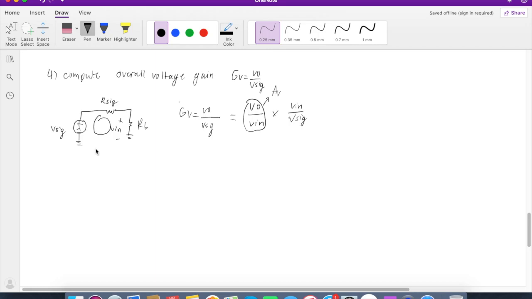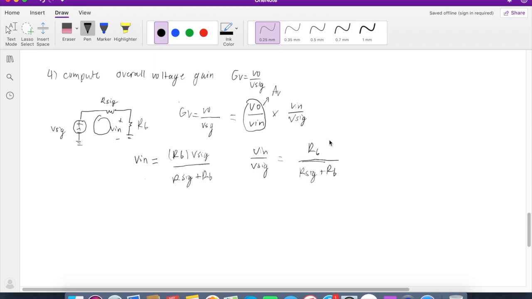Whenever we see that and they're in series, we instantly know that we can just do a voltage divider. So what do we have here when we do the voltage divider? We have Vin equals Rg multiplied by Vsig over Rsig plus Rg. So now when we divide both sides by Vsig, we end up with Vin over Vsig equals Rg over Rsig plus Rg.